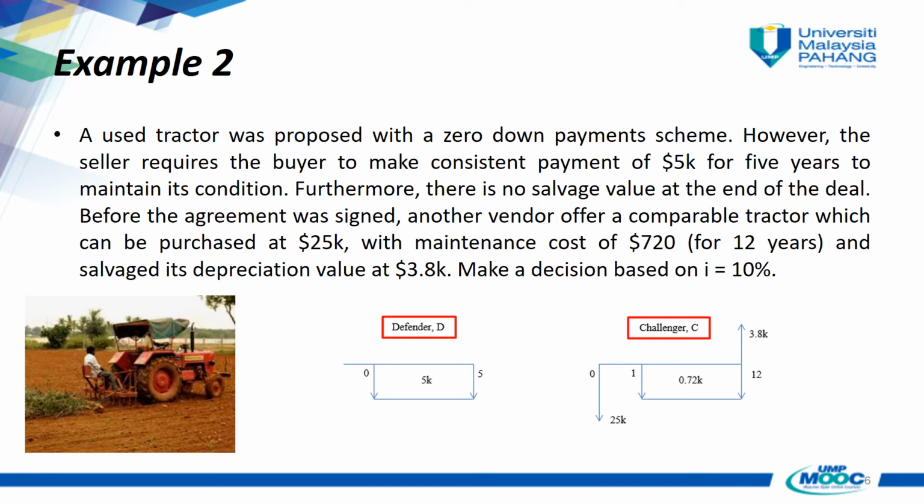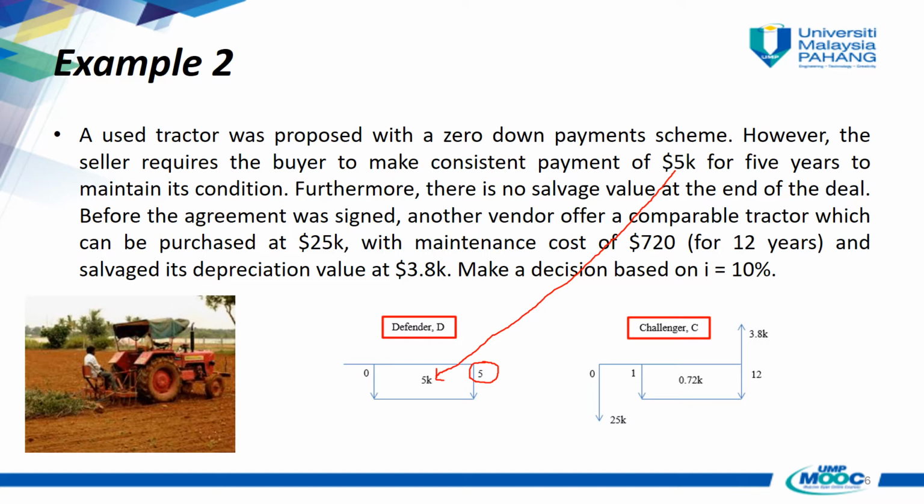Let's see the second example of this replacement analysis. A used tractor was proposed with a zero down payment scheme. However, the seller requires the buyer to make a consistent payment of 5,000 for 5 years to maintain its condition. Furthermore, there is no salvage value at the end of the deal.